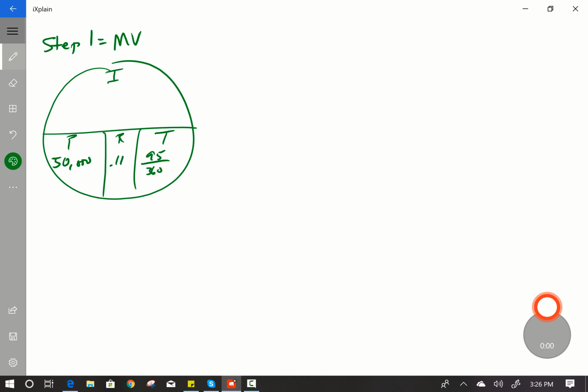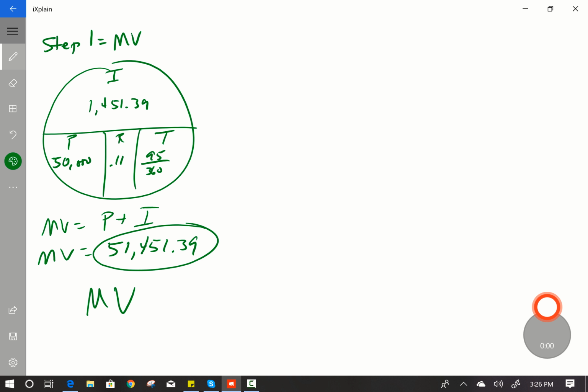Okay, so that's going to give us $1,451.39 for interest. Maturity value is equal to principal plus interest. So the maturity value is equal to $50,000 plus $1,451.39. That'll give us $51,451.39. So there's the maturity value right there. Step 1, $51,451.39.